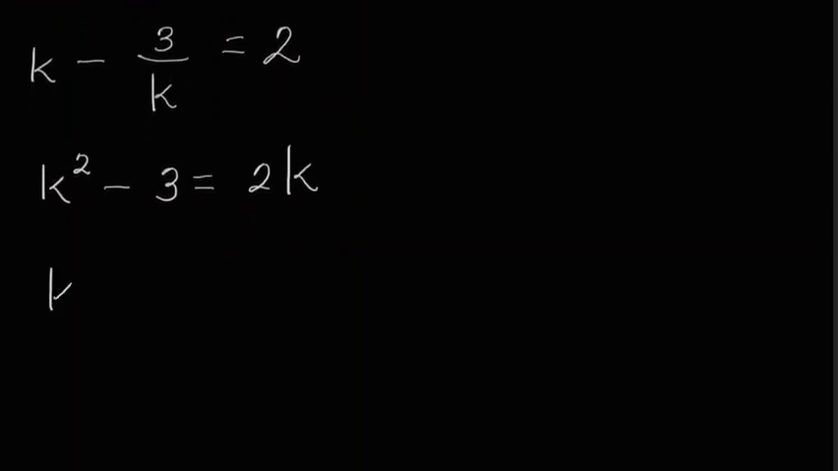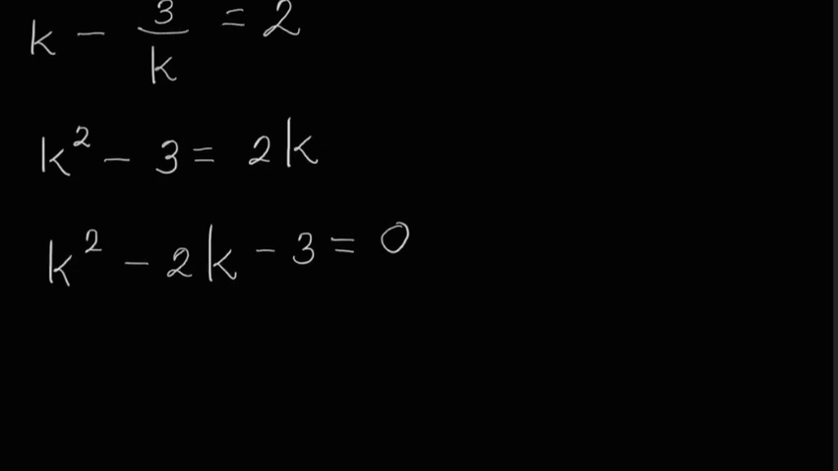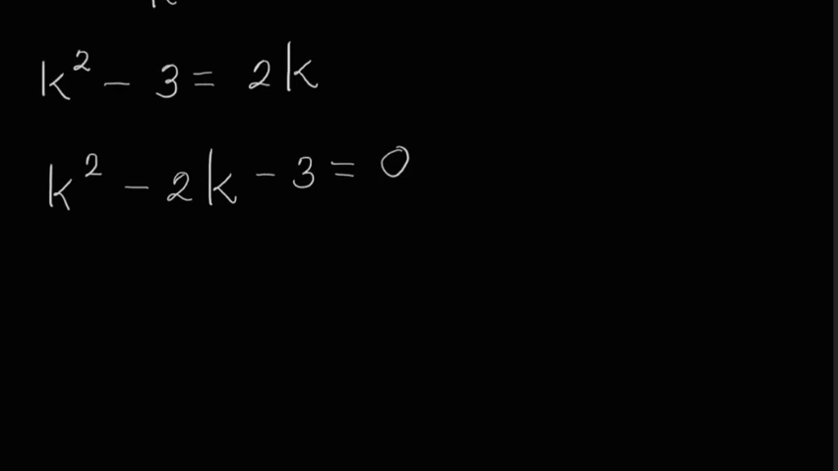The next step is to take the 2k over to the left-hand side. It becomes negative 2k, and we now have a 0 on the right-hand side. Bear in mind, this is now in standard quadratic format. So the next step would be to factorize so that we can solve for k.